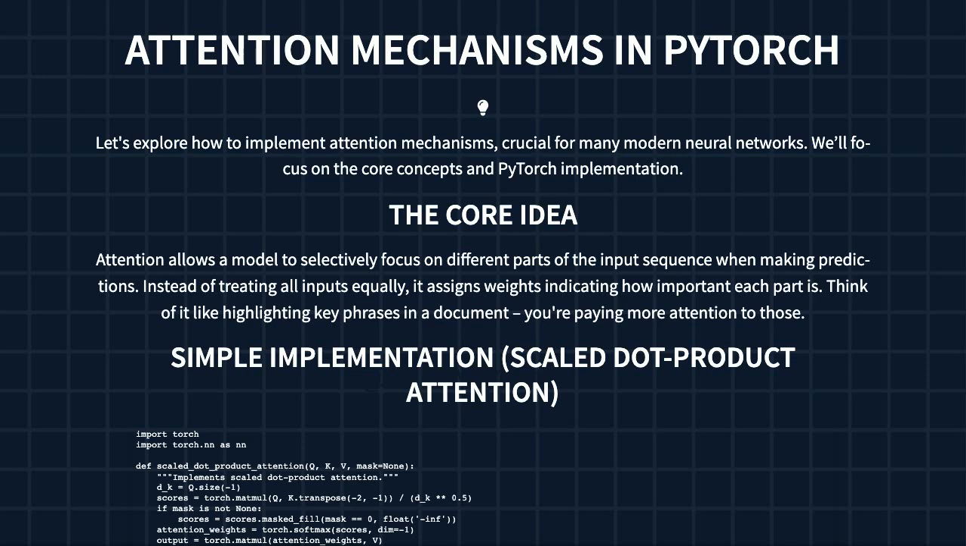If there are areas we don't want the model to pay attention to, like masking certain parts of data, we can use a mask to set those scores to negative infinity before applying softmax, ensuring they get zero weight.